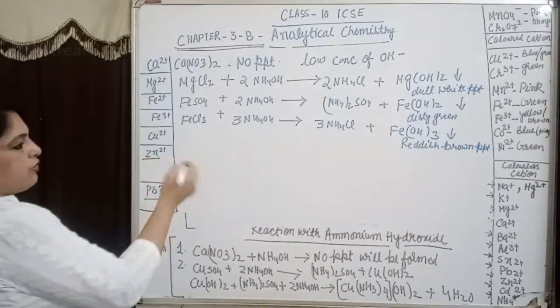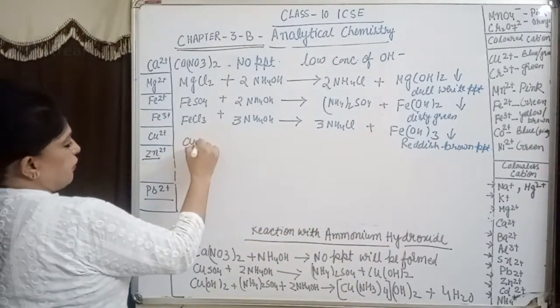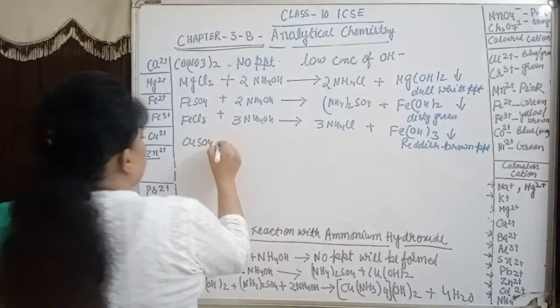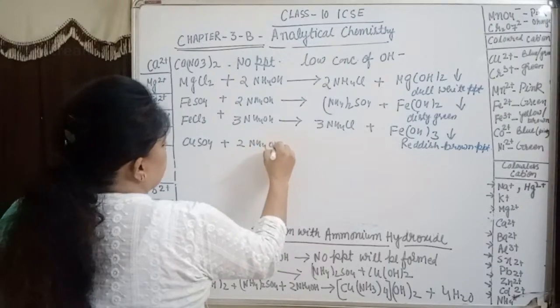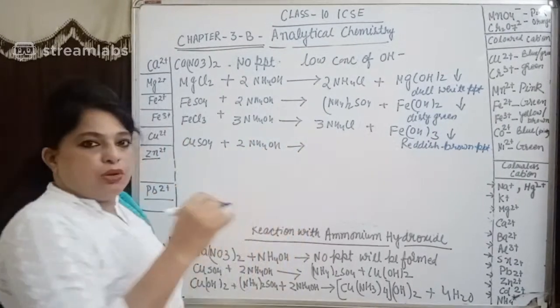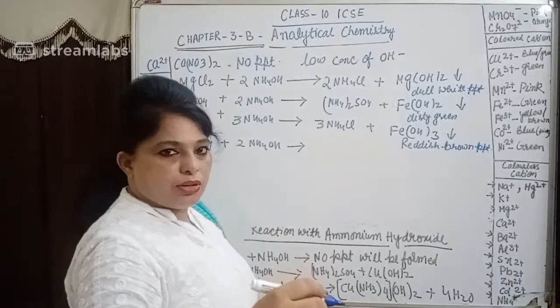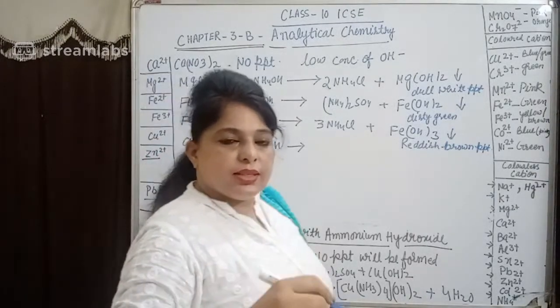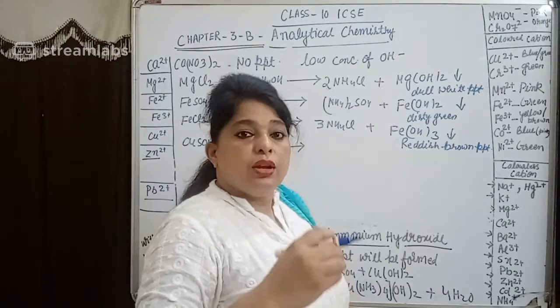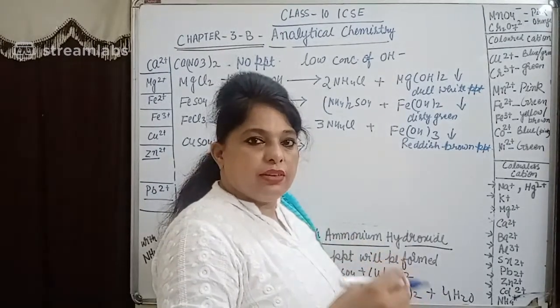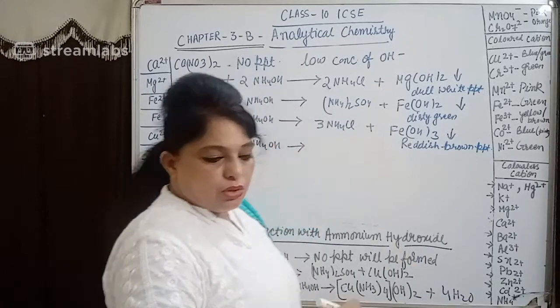Now the next salt which we are going to use is copper sulfate, and when we use ammonium hydroxide, in the first case we will get the pale blue precipitate of copper hydroxide, but when we add excess of ammonium hydroxide, the solution is going to turn to deep inky blue, and this will become a soluble one, right? So let's write.